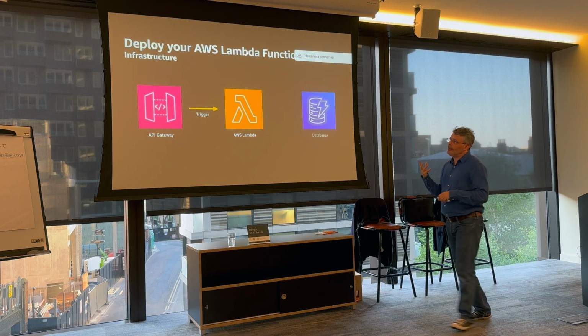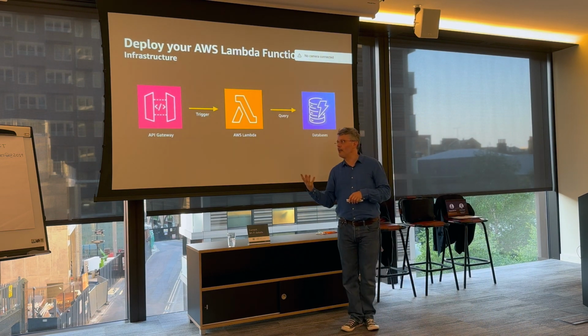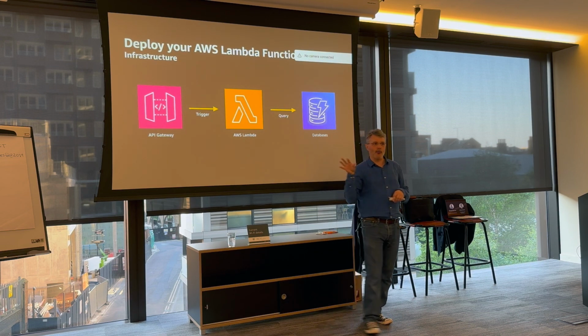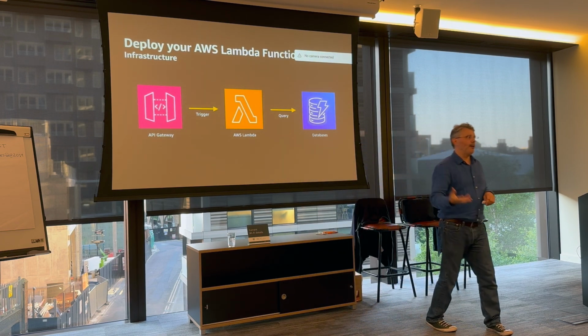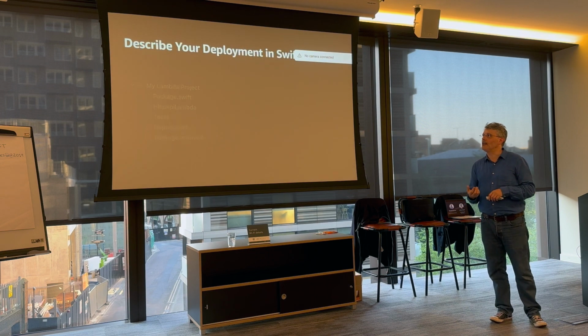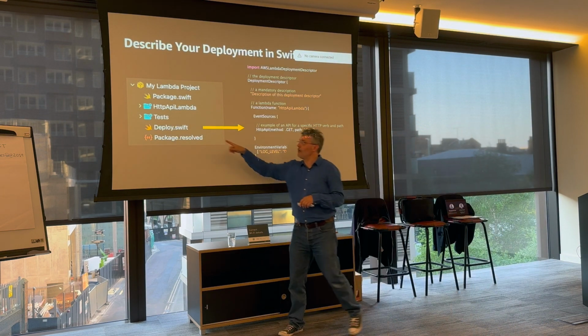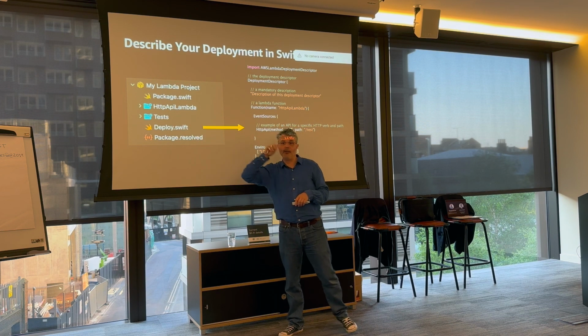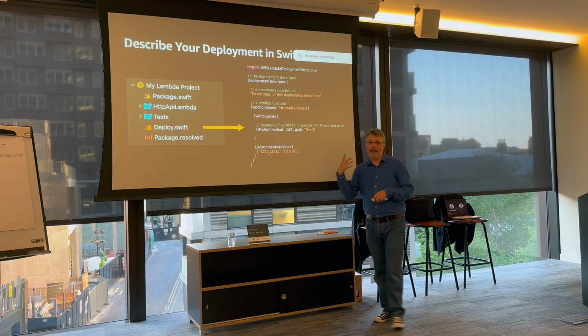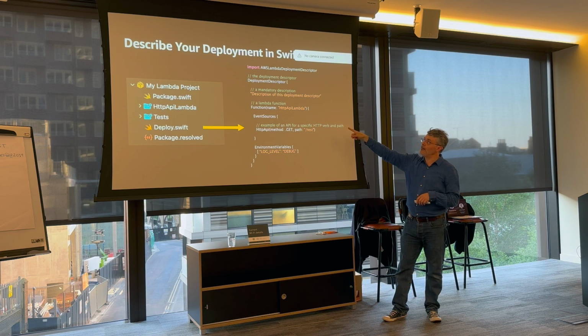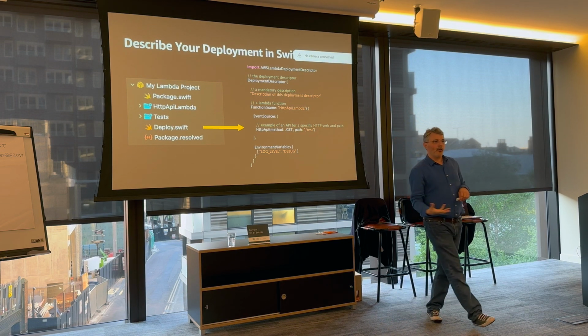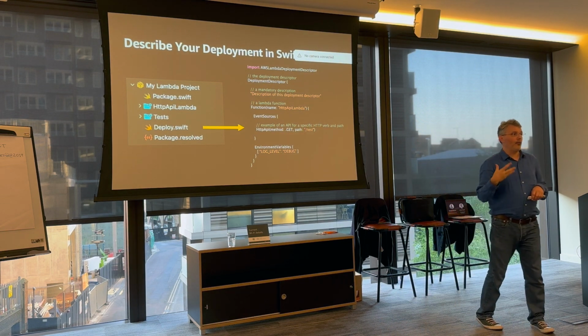The way it works is that it allows you to define, using the Swift programming language, the dependencies of your Lambda function, and it will generate a SAM file for you automatically. So the idea is that next to your Lambda function, you add a file called deploy.swift. And that file uses the Swift syntax to create a deployment descriptor, to tell us what you want to deploy.